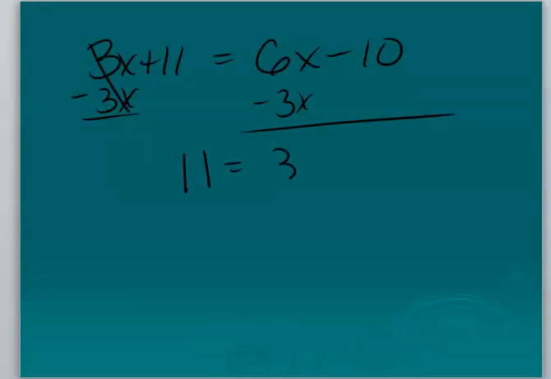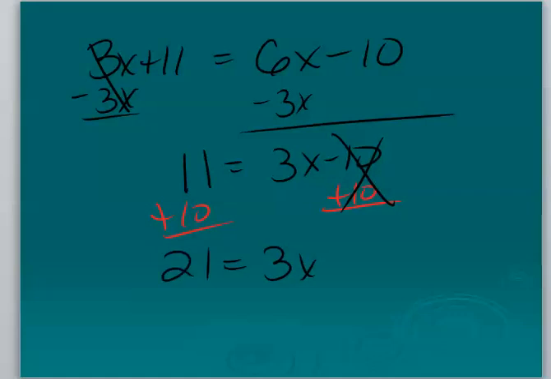So 11 equals 3x minus 10. We're going to add the 10, because it's a minus 10. It's like having a negative. So those will cancel, and we get that 21 equals 3x. To get the 3 and the x apart, they're multiplied, so we're going to divide. And we have that x is 7.